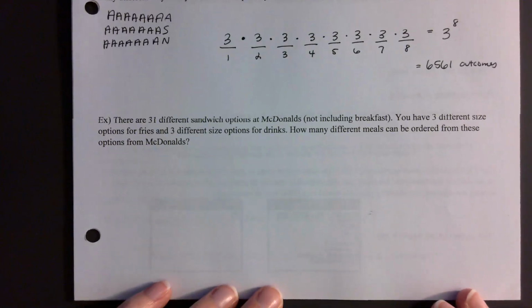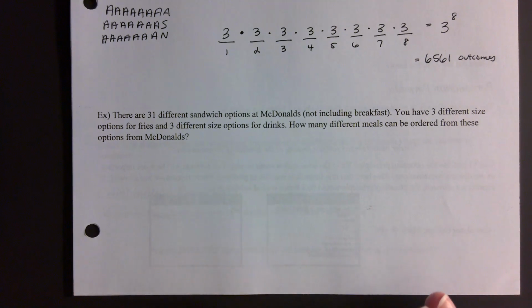All right, last one. It says there are 31 different sandwich options at McDonald's, not including breakfast. So just like lunch and dinner. We have 3 different size options for fries and 3 different size options for drinks. How many different meals can be ordered from these 3 options from McDonald's?